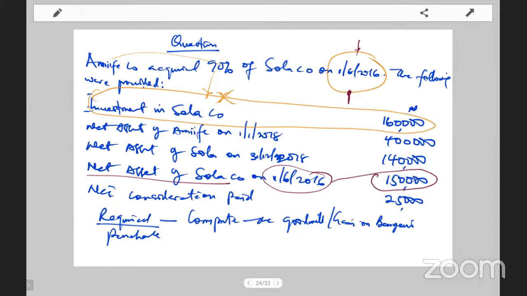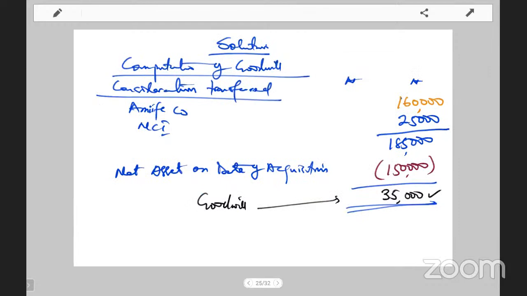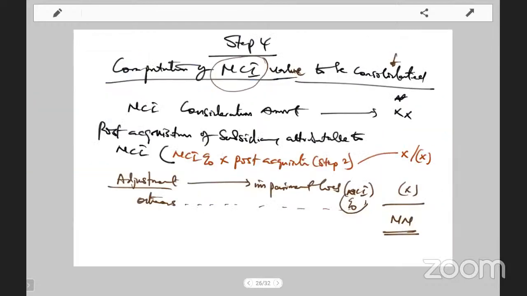So please don't be carried away thinking that your exam will always be a big question. You might have short ones like this and it will be 5 marks. So we looked at this last week and then we determined the goodwill. Having looked at this, we also looked at the situation of NCI. We said the NCI value to be consolidated comprises the NCI consideration amount, the post-acquisition reserve of the subsidiary attributable to NCI, then any adjustment attached to that. So we've been able to look at that.